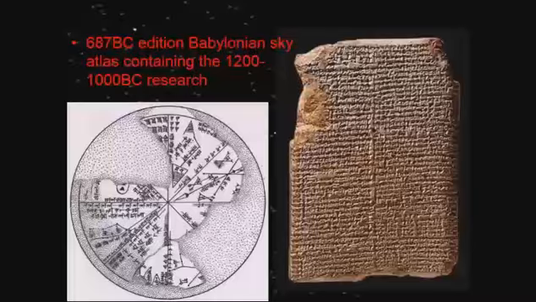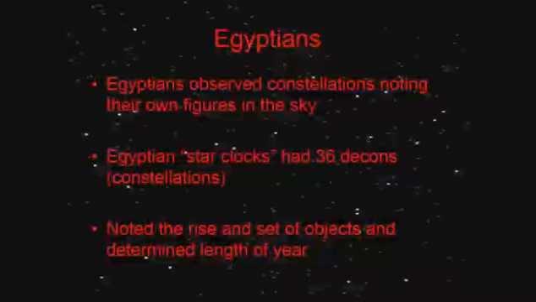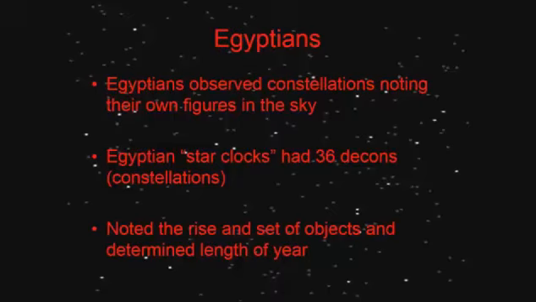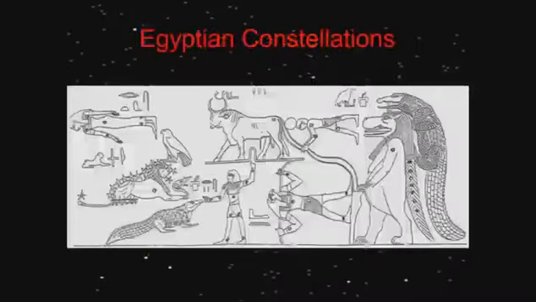So really we can look to people who did a lot of writing, and the Egyptians did a lot of writing, and they observed their own constellations and noted their own figures in the sky. The Egyptian star clocks had what's referred to as decans, and they had 36 of them. So they had only 36 constellations. And they noted the rise and the setting of those objects, and that's what determined their year length. So they were telling time.